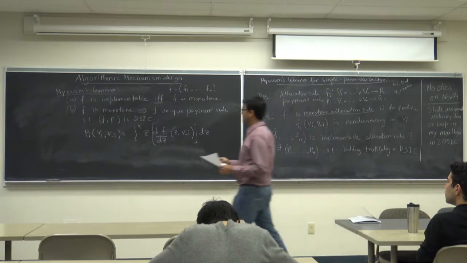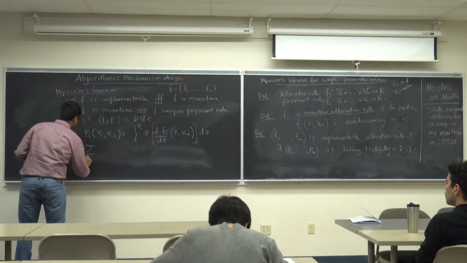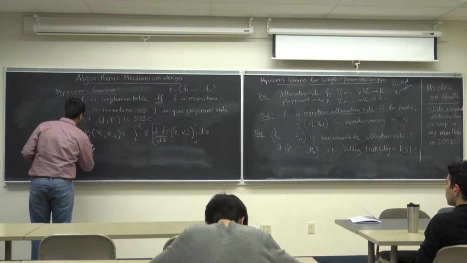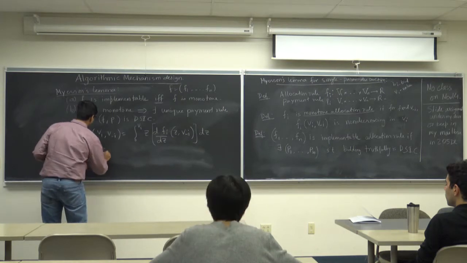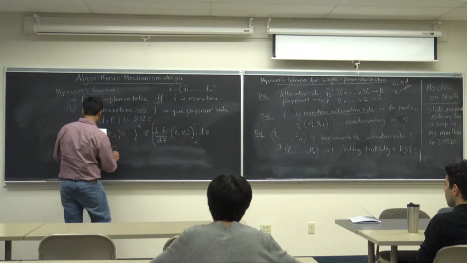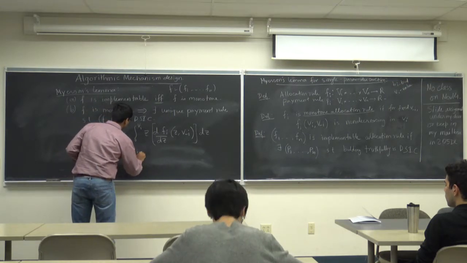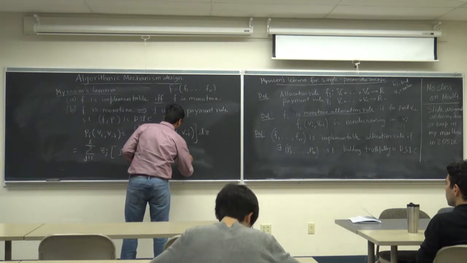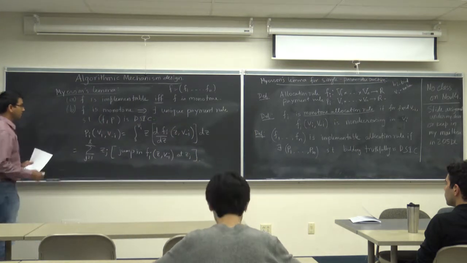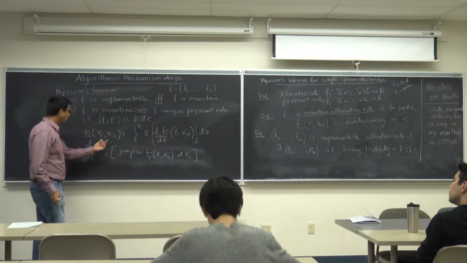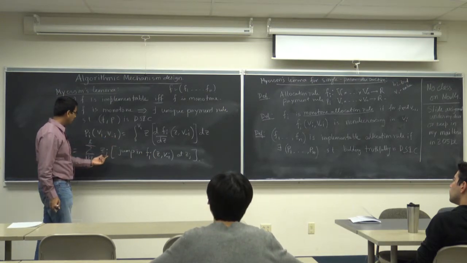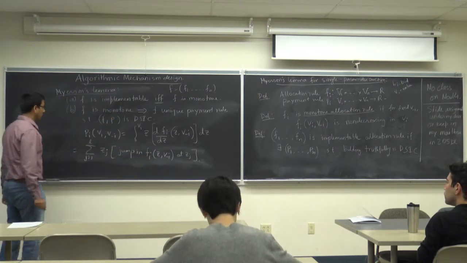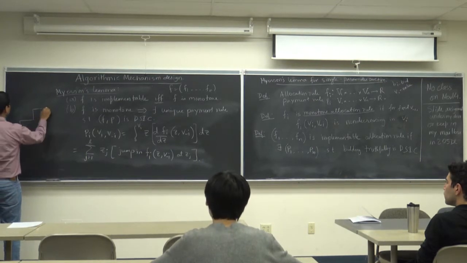Actually, let me write it in a simpler format. This is the summation over J equals 1 to L, where L can be any index, of ZJ multiplied by the jump in FI of Z, V minus I at ZJ. So you fix the bid of the other players to be V minus I. If you bid ZJ, how much more are you allocated at ZJ?